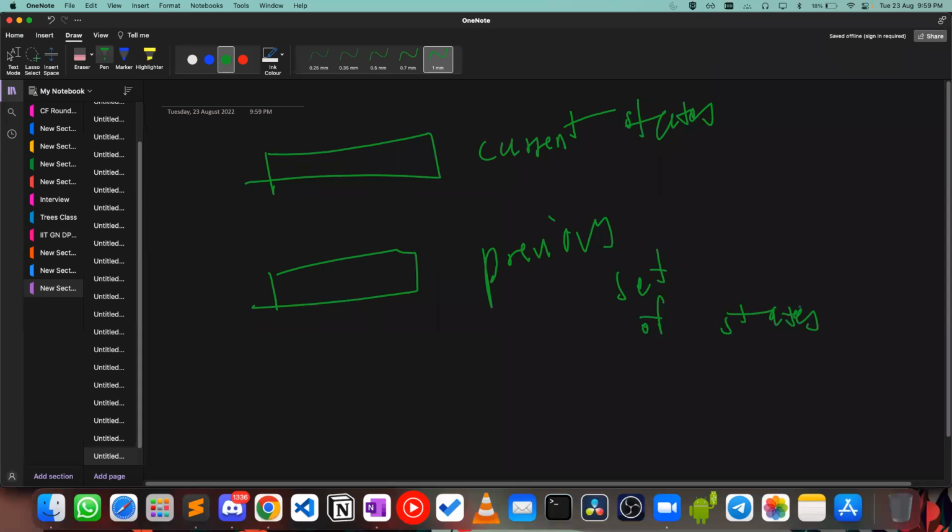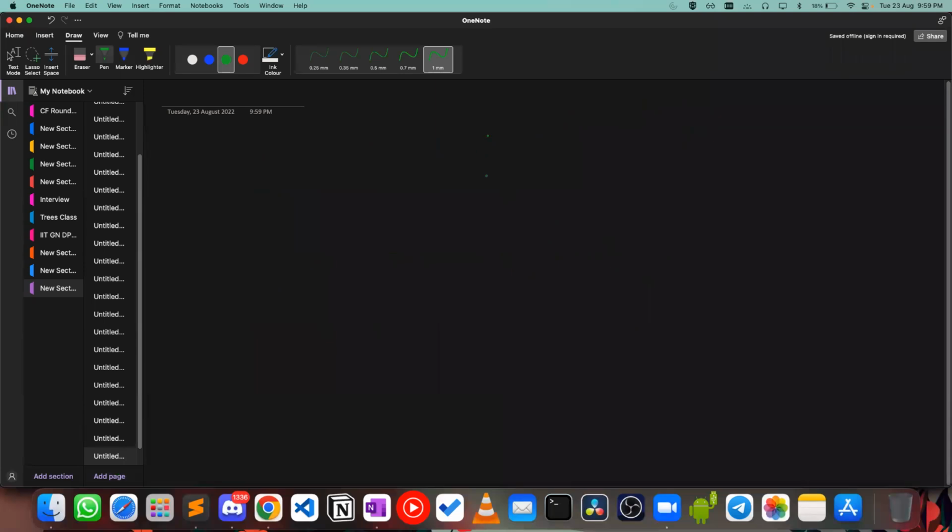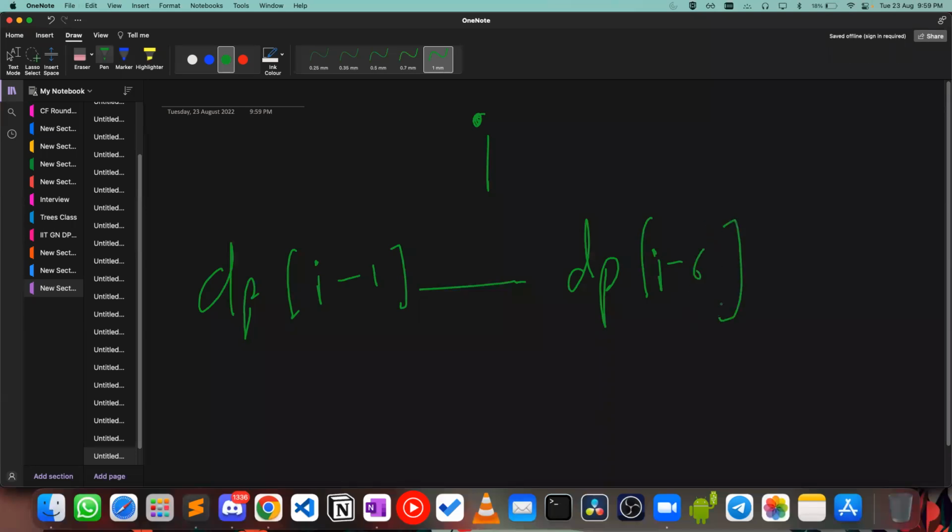Okay, tell me one thing, in the problem of dice rolling, when you are saying you are standing at I, what are the previous states that you need? You just need dp of I minus 1 to dp of I minus 6. So this is the set of previous states that you require. Are we all following here?